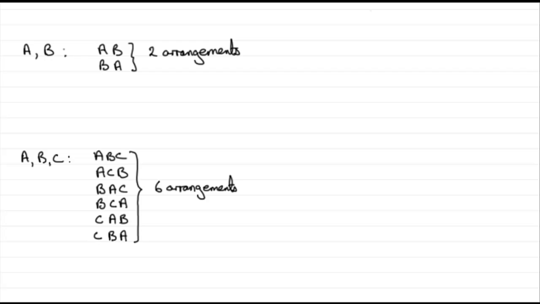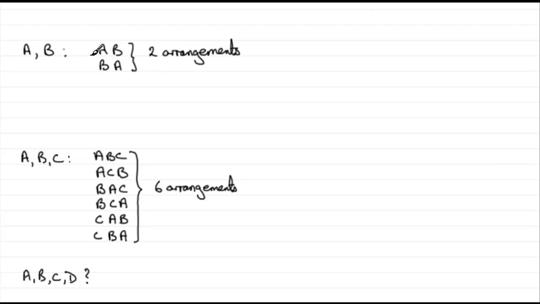Now what happens if we had, say, 4 letters, A, B, C and D? How many different arrangements are there going to be for that? Well, it takes some time to list them all out, so we've got to have a better way of doing this. So let's go back to trying to see how this works.